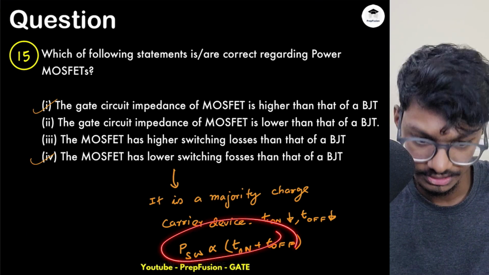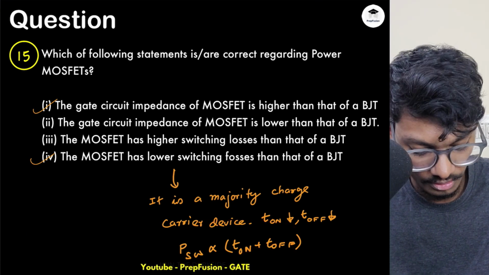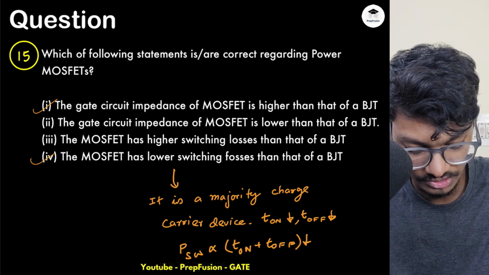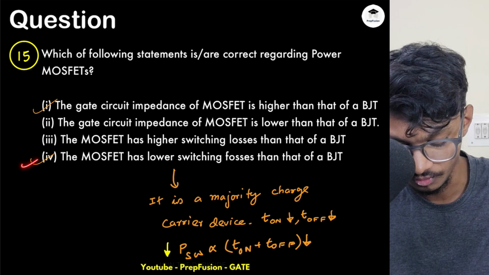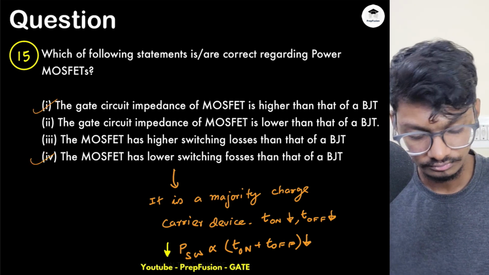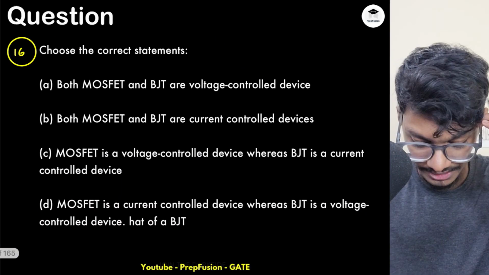So it is proportional to this. Hence what we can say is this has been reduced, so P switching also will be reduced, right? Power loss due to switching also will be reduced, so option 4 and 1 will be correct. Okay, so these two are correct. Let's go to the next question.